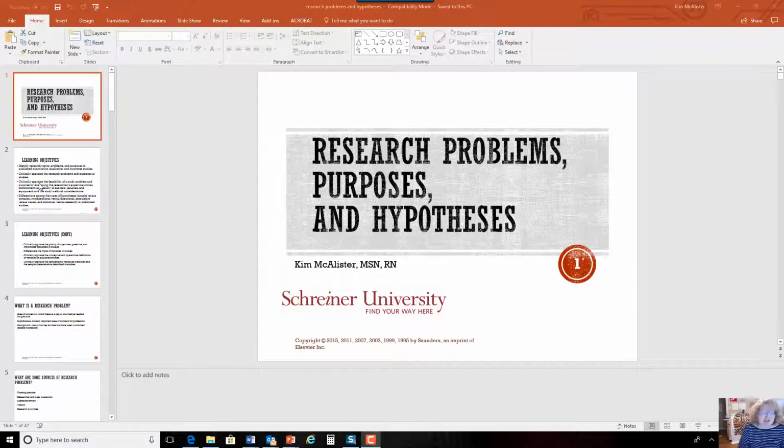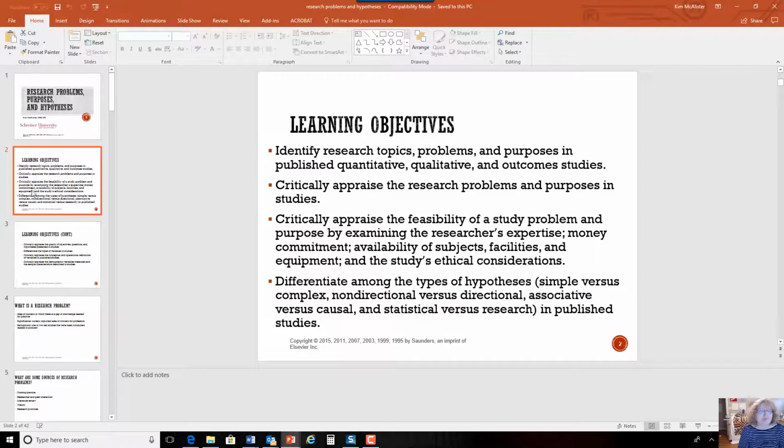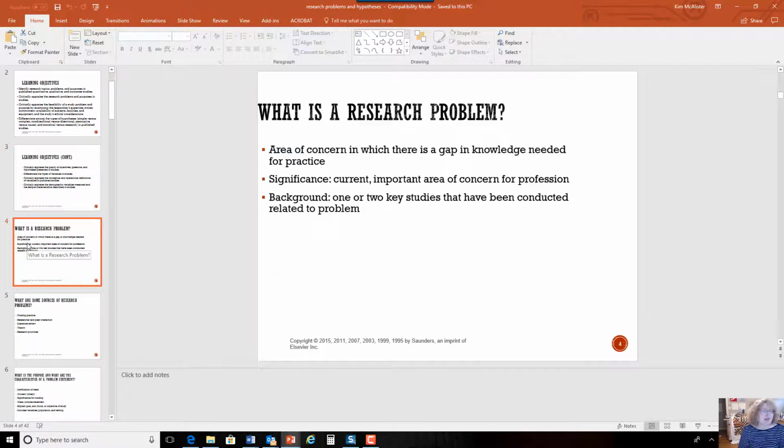The point of this is to help you understand how to recognize a research problem and know what the purpose of the study is, and also to learn some things about hypotheses. All of this will help you in creating and formulating your research question for your paper. And we have a list of our learning objectives for today.